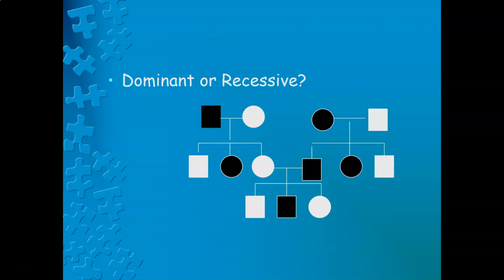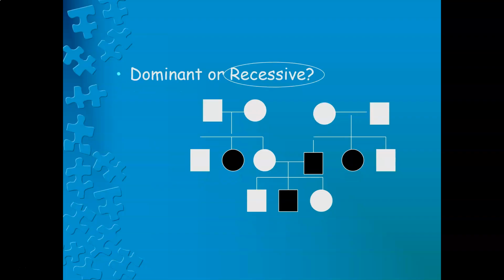So if I look at this one, here's where I see a situation where in every generation I've got an individual who's affected, at least one. And so this would be a dominant situation. This one, on the other hand, I don't have anybody in that first generation. It skipped it. But I do in the second and the third. And so this one would have to be a recessive trait.